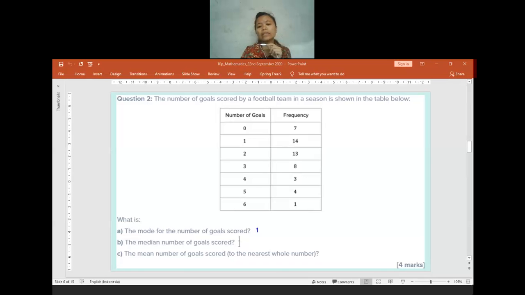Now for the median. For finding the median, as you already learned frequency and cumulative frequency, you can find the cumulative frequency first. The cumulative frequency will be 7. Now 7, we add it to 14, it will be equal to 21. After that, the 21, we add it to 13, so it will be equal to 34. After 34, what number will it be?